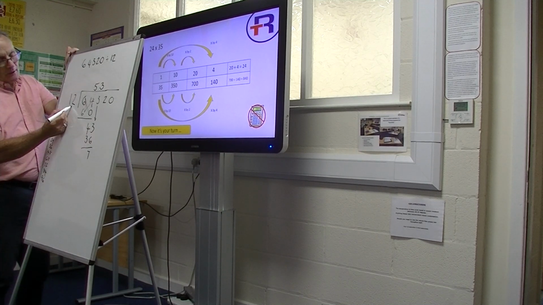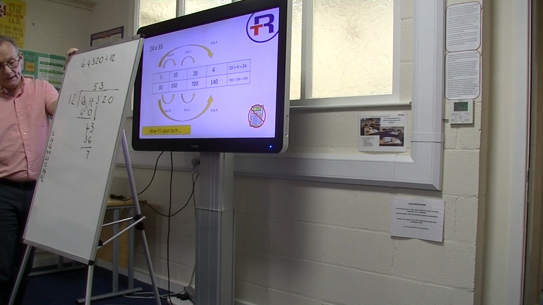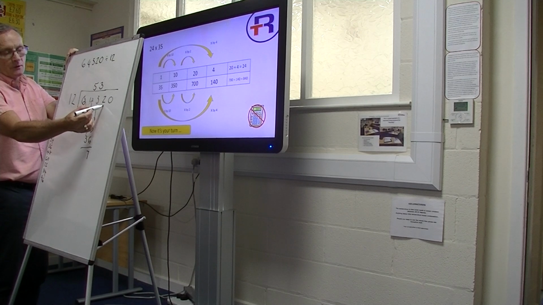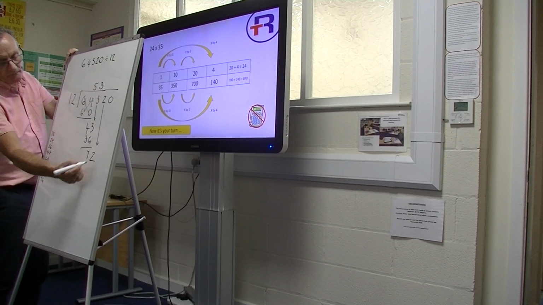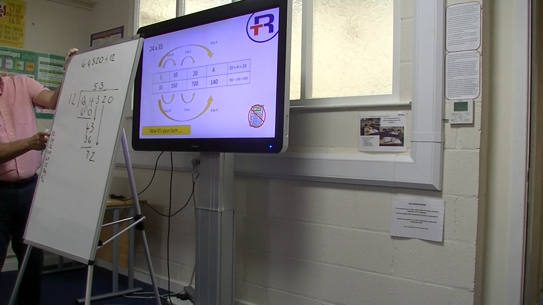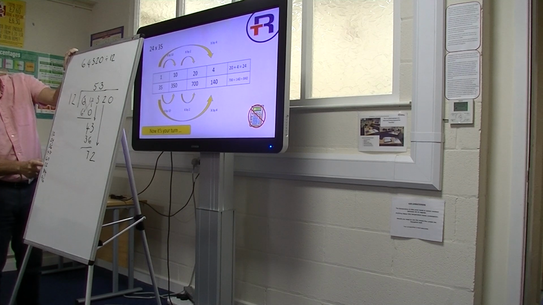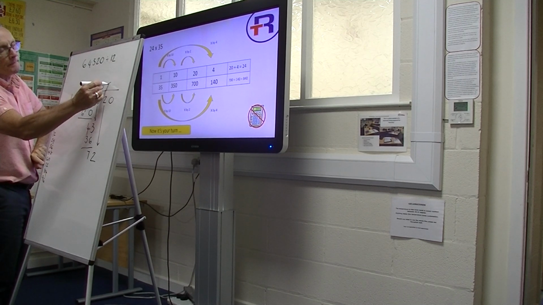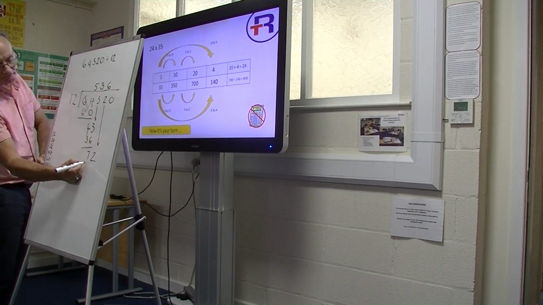So now I do 12 into 7. Well, that's not going to go, is it? Certainly isn't. So the next number in my sequence, the one I've not used yet, is this 2. So I bring this down and I pop it next to the 7. 12's into 72 I've got now. 1, 2, 3, 4, 5. There we go. Bang on 6 times. Exactly 6 times. Which means I've got nothing left over.